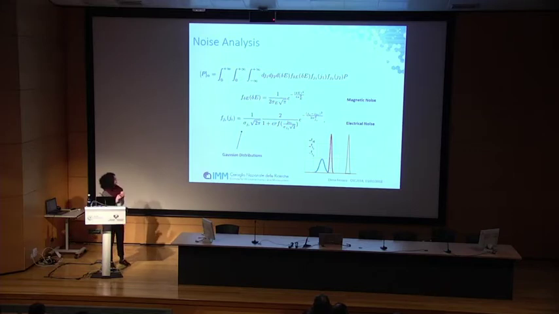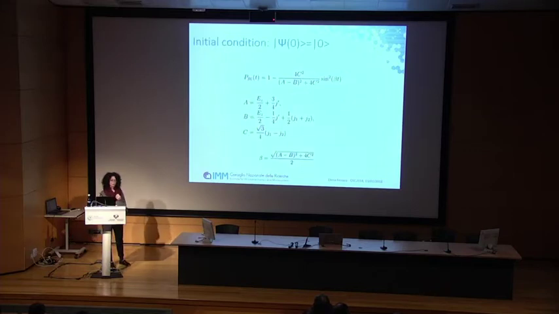Just to clarify this point, we consider a specific initial condition of interest also for experimental purposes, because we consider preparing our qubit in the zero logical state. In absence of noise, when the time goes on, the probability of finding the system in the zero logical state is simply an oscillatory function in which all the coefficients depend, of course, on the couplings and on the parameters of the system that I showed you before.